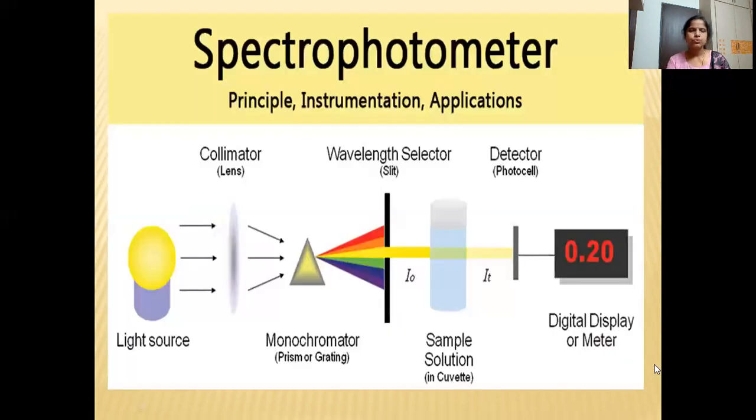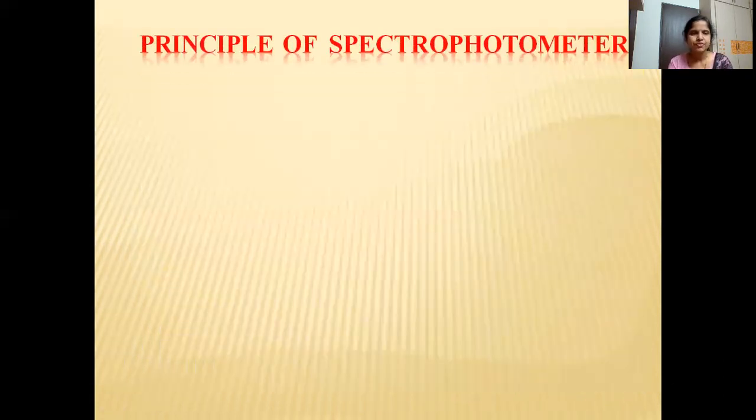Now we'll move on to another technique, which is the spectrophotometer. The instrumentation and principle of the spectrophotometer are almost similar to those of the colorimeter. But the basic difference is that in a colorimeter, we can determine the concentration of only colored solutions, whereas colorless solutions cannot be determined by the colorimeter. For colorless solutions, we can go for a spectrophotometer. These are the various parts in a spectrophotometer, the same as in a colorimeter, but the light sources we use here will be different.